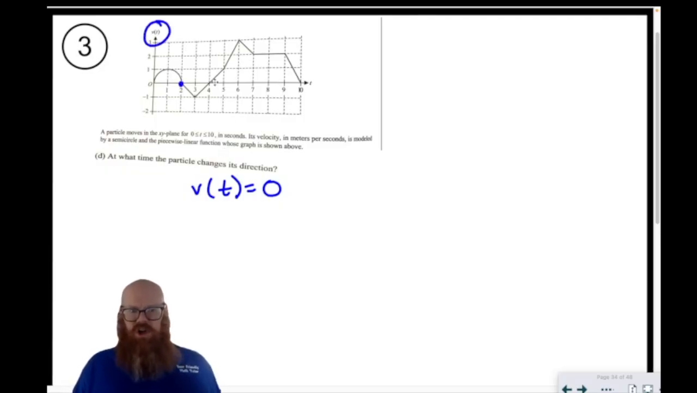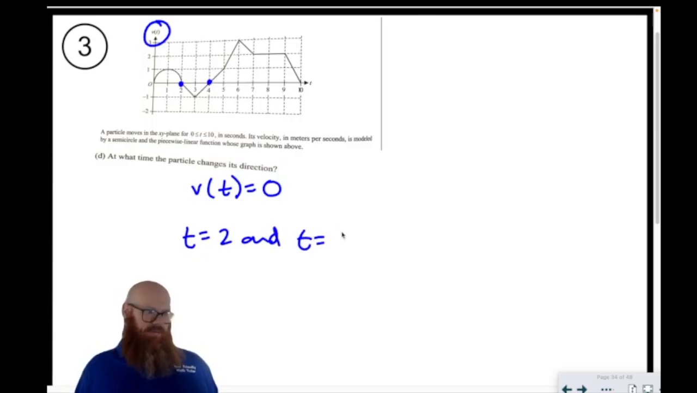So that means it occurs at 2 and 4, because at 2 it's positive before and negative after, and at 4 it's negative before and positive after. So that's at t equals 2 and t equals 4 is when the particle changes direction.